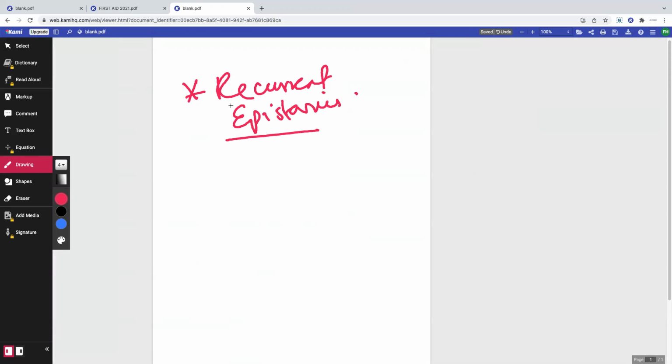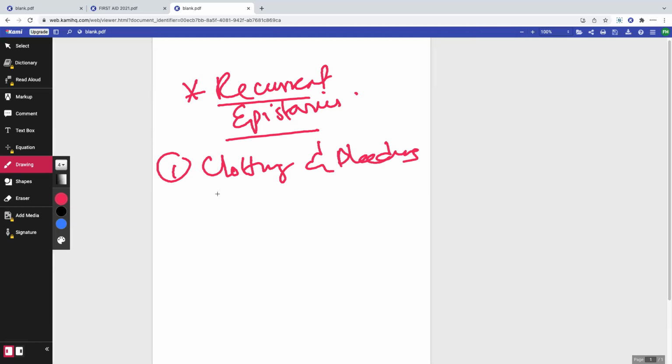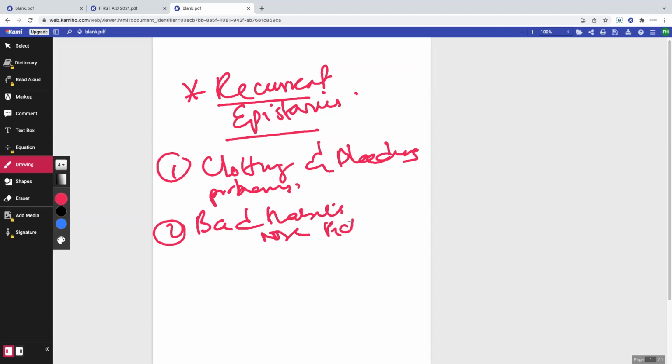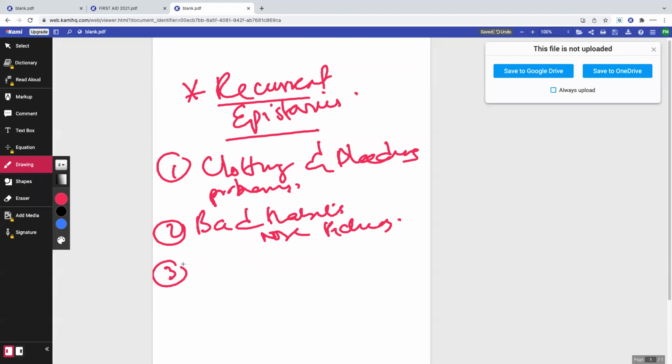Next one is you have a patient who comes to you with a recurrent history of epistaxis. What are your differential diagnoses? If a patient comes to you with recurrent epistaxis, what are we going to think about? First and foremost, we can think about clotting or bleeding problems. Yes or no? Clotting and bleeding problems. Okay. Can we think about bad habits such as what? Nose picking? Yes.